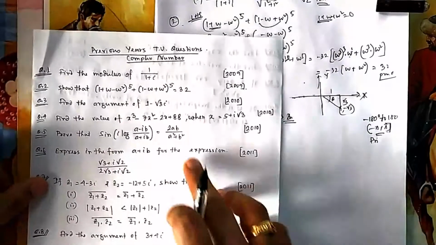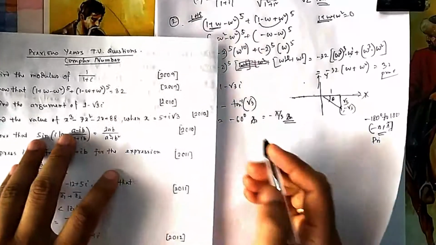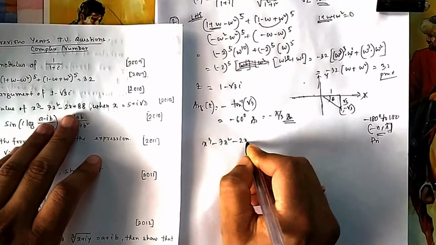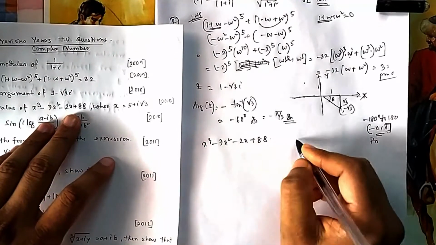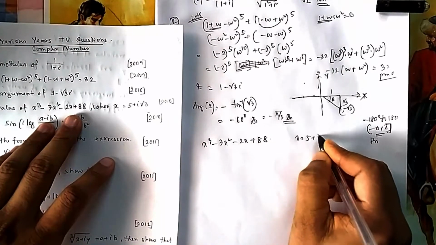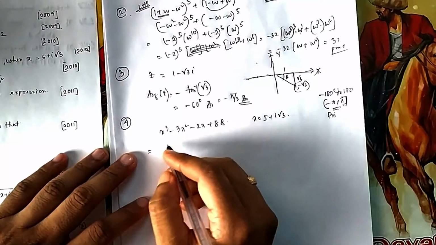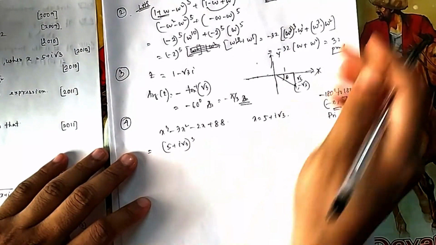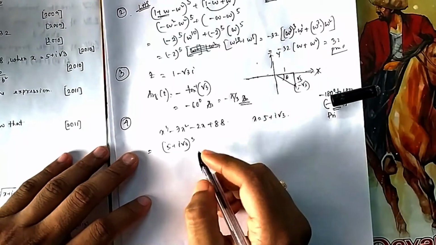Number 4, find the value of this when x is equal to this. This is given x cube minus 7x square minus 2x plus 88, where x is equal to 5 plus i root 3. So if you put it there, you can directly put it, it becomes a little lengthy if you put it, but you have to do it.